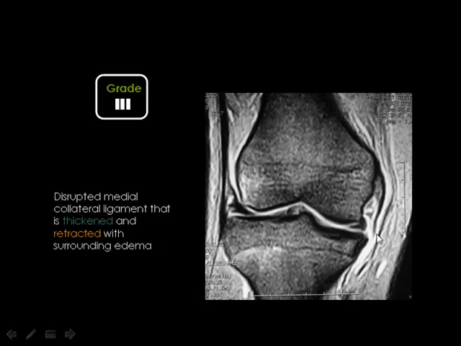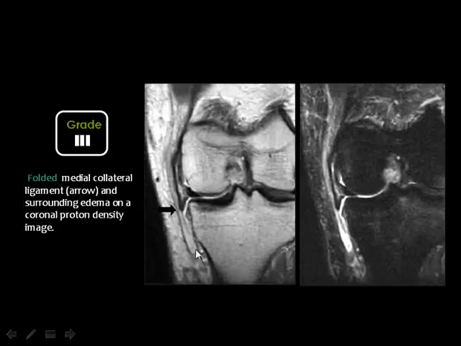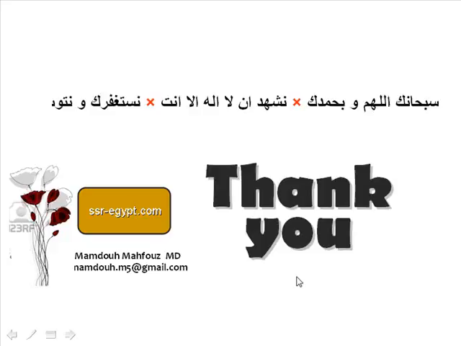Grade 3, complete rupture. And you see this ligament is not continuous to the tibia, it's ruptured here. Then grade 3 means complete rupture. And this is another example. This is the medial collateral ligament, and it is not continuous to the tibia. It is torn and extended up like this. And this is grade 3 of the medial collateral.